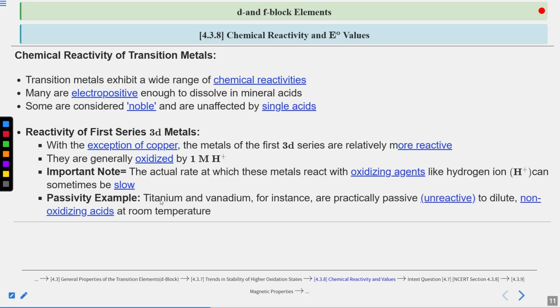Passivity example: titanium and vanadium, for instance, are practically passive. That means unreactive to the non-oxidizing acids at room temperature. Okay, so titanium and vanadium are unreactive to the non-oxidizing acids. Why? Because of the formation of a thin stable oxide layer on the metal surface, which acts as a barrier against further reaction. So these are examples of this important note given here.